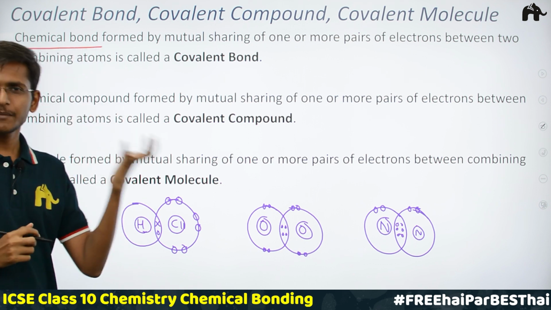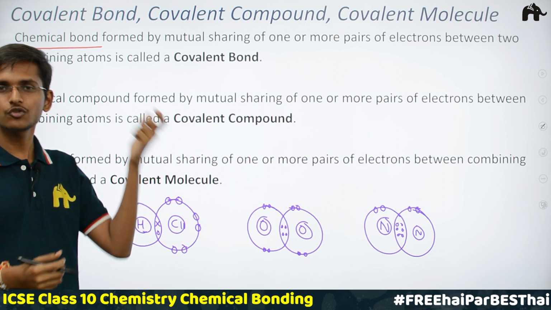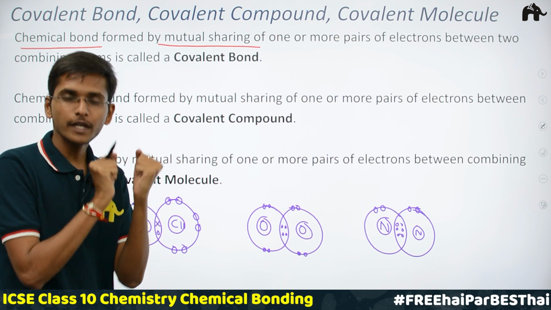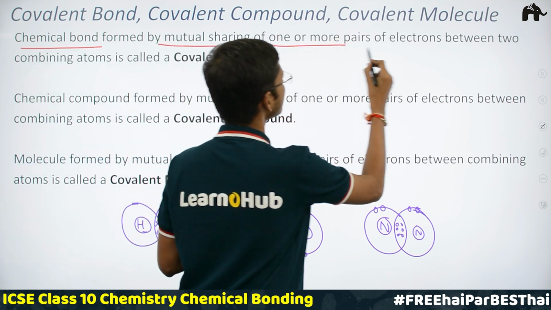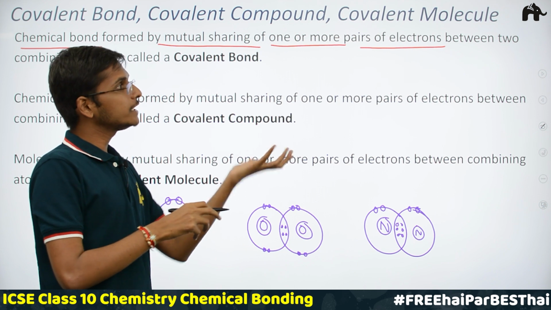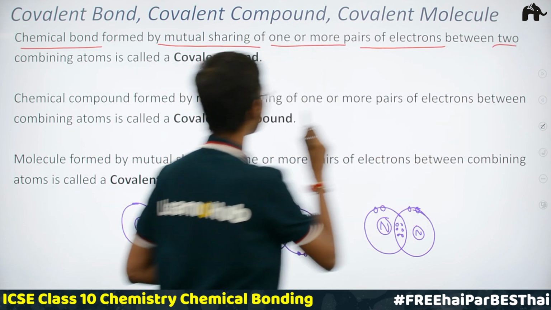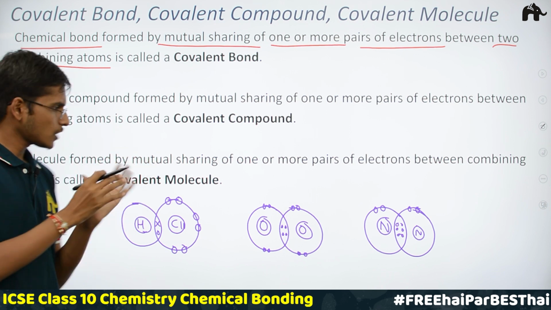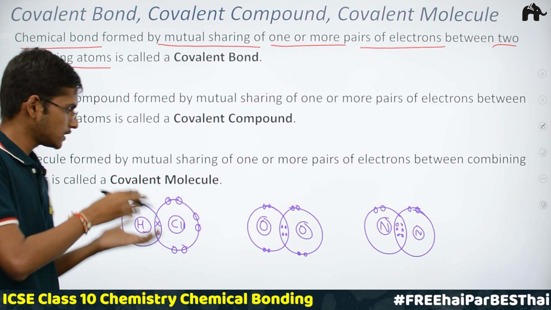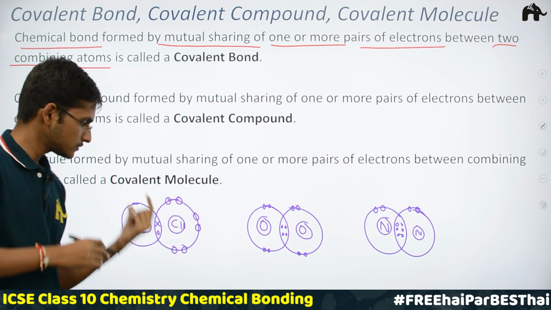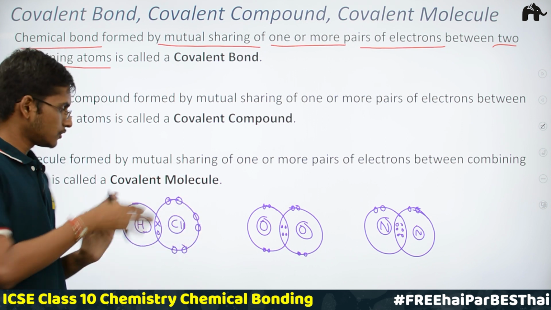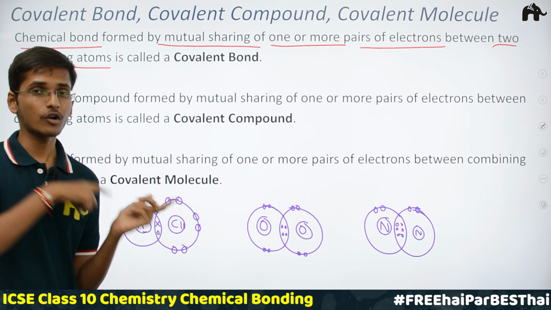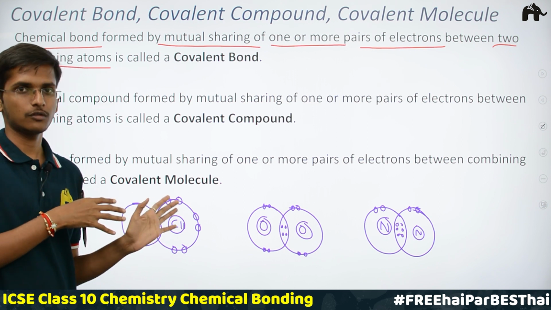Covalent bond is a chemical bond. Now we know it is a type of chemical bond, right? It is a chemical bond which is formed by mutual sharing of one or more pairs of electrons between two combining atoms. Now let's understand this. I have drawn the orbit structures of some covalent compounds and covalent molecules to make you understand what is actually the covalent bond. Why have I drawn the orbit structures? Because you have already learned those, so you would understand them pretty well.